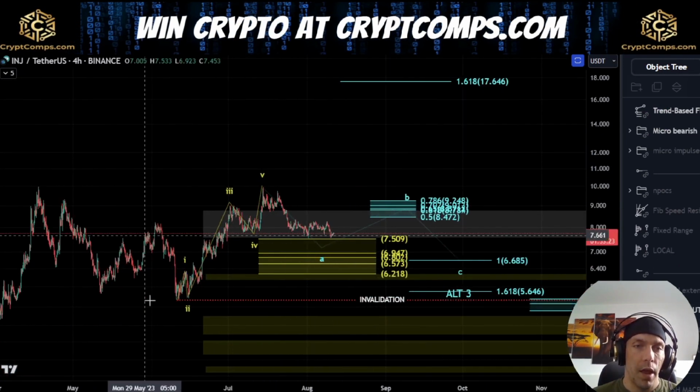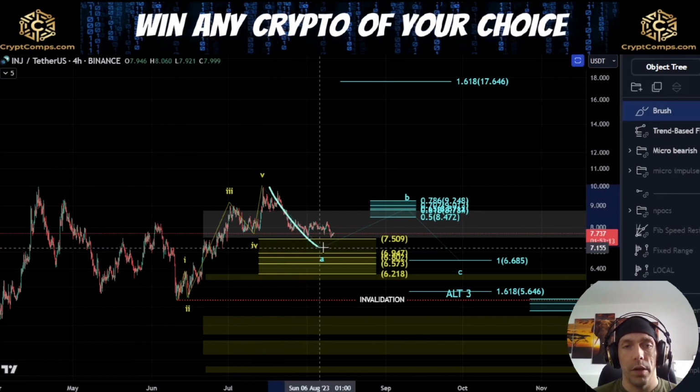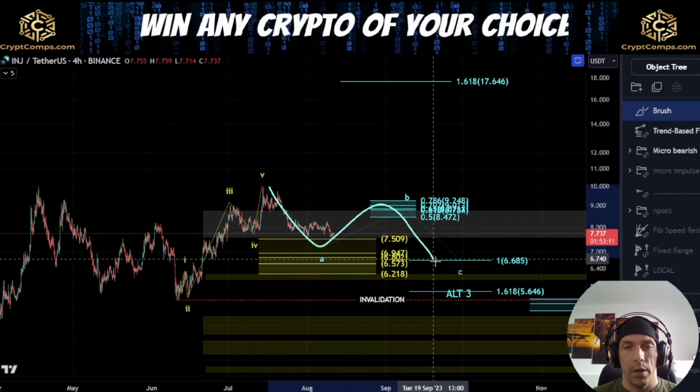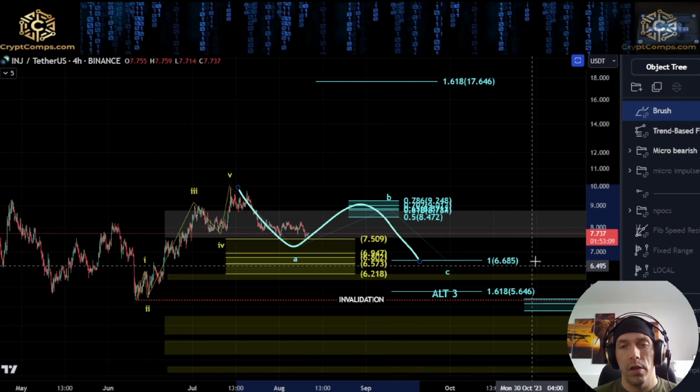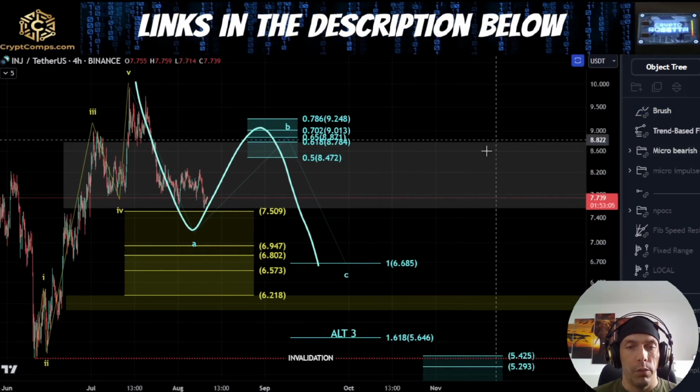We'll need to see what happens after this 5-wave move. If we just develop this as 5 waves down, 3 waves up, and get another 5-wave move to the downside, which stops towards this zone of this 1-to-1, potentially then we can look for that continuation.